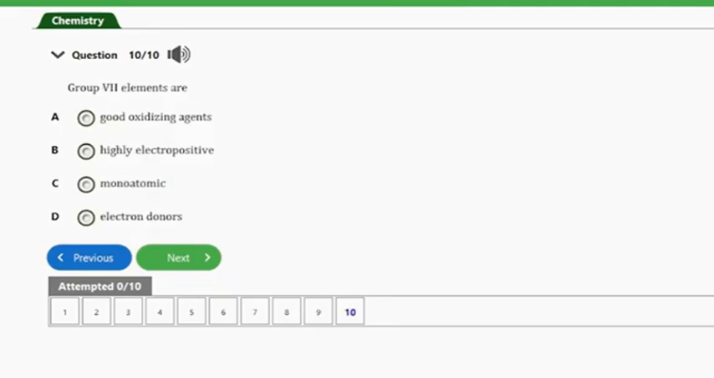Question number 10. It says, group 7 elements are A, good oxidizing agents, B, highly electropositive, C, monoatomic, and D, electron donors. So guys, the answer to this question is option A. They are good oxidizing agents. So oxidation is actually electron loss, and reduction is electron gain. So in oxidation, an element loses electron. So group 7 elements will always cause other elements to lose electron.